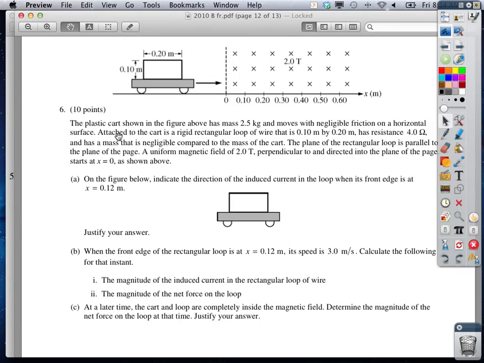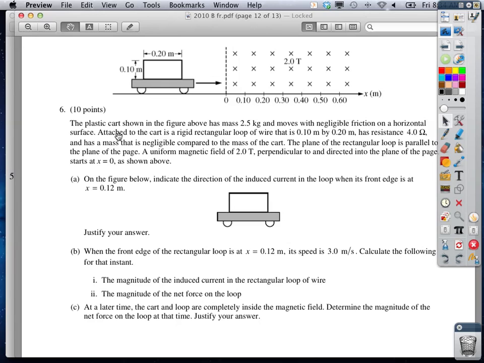Evan. It's going to increase, right? And then once the loop gets in the magnetic field, once it's completely entered, what happens to the flux? He said it's increasing. What happens to the flux after this car gets in here? Tiffany Chang. So it'll decrease once it's in the magnetic field.